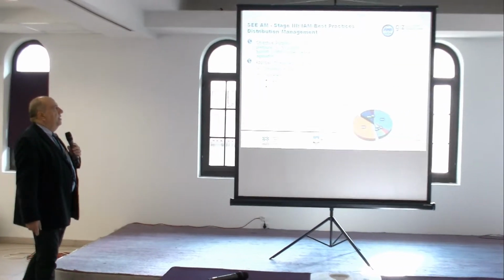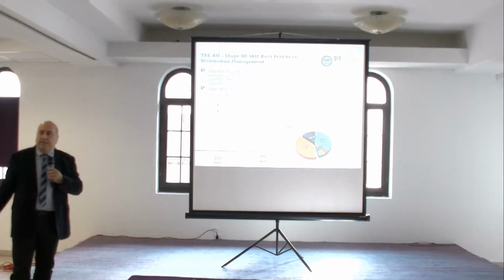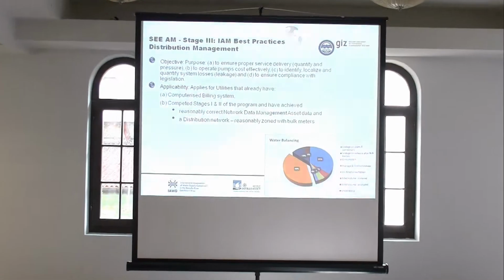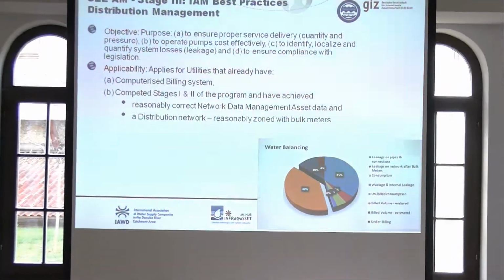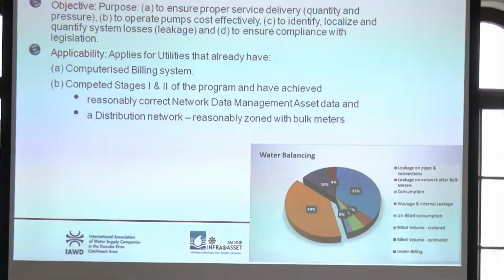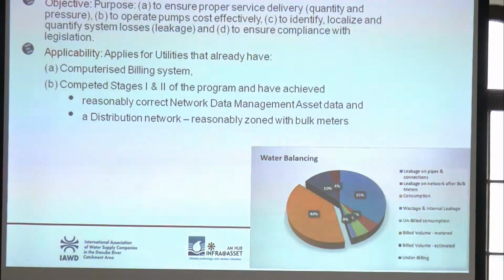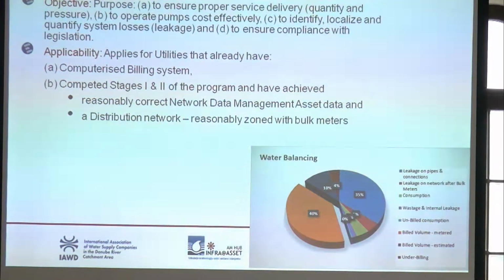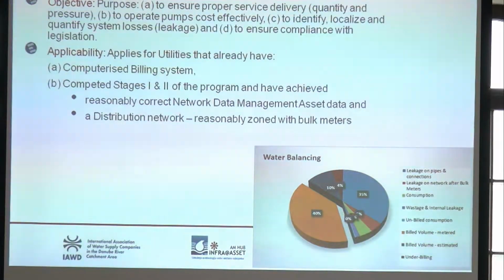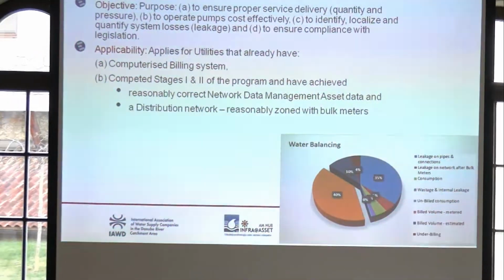So, distribution management. Let's start, who should participate? You don't need to be live with a maintenance system, but you need to have a computerized billing system. That I think everybody has. You need to have reasonably correct network data. Reasonably correct network data is a big word. And reasonably zoned network. That's also a big word.